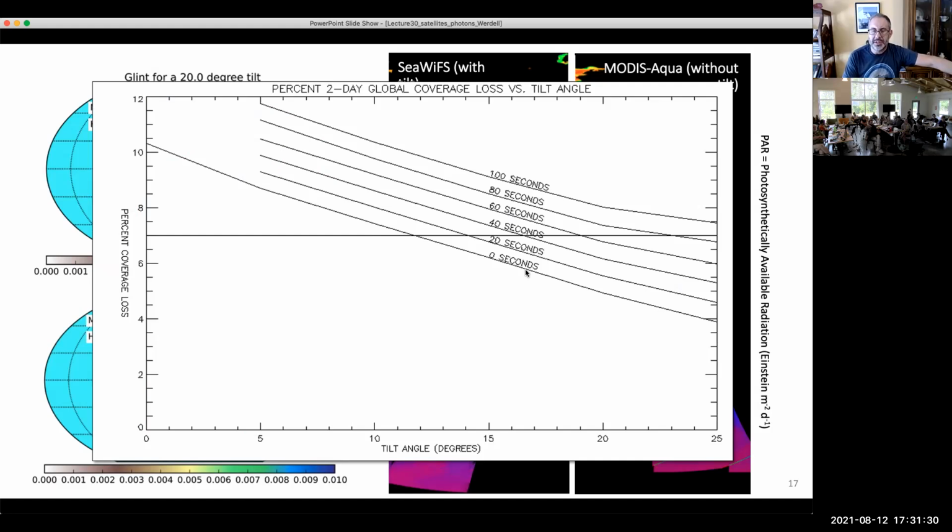But let's just take a look now at tilt angle. We chose 20 degrees for our SeaWiFS and for OCI. Let's talk about time now. Well, if you could tilt fore and aft, and it only took you 20 seconds, you're only talking about losing roughly 5% of your data. If you triple that to 60 seconds, now you're losing roughly 7% of your data. So you can play these games.